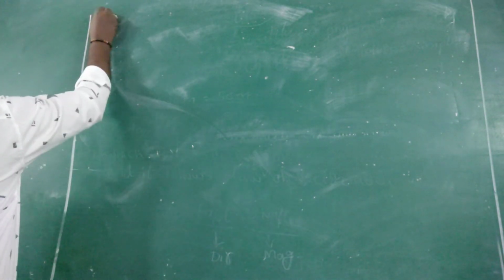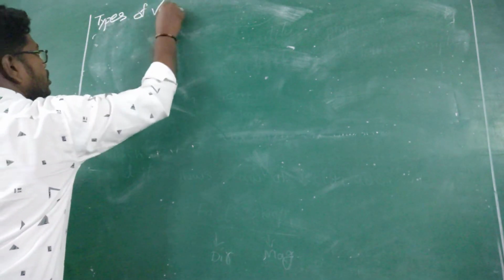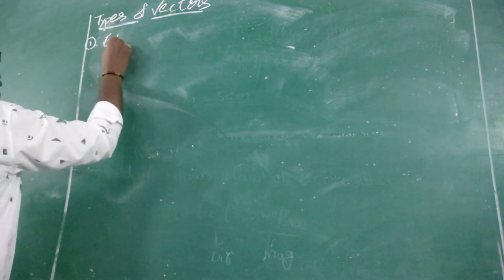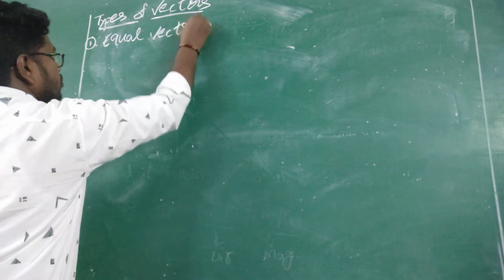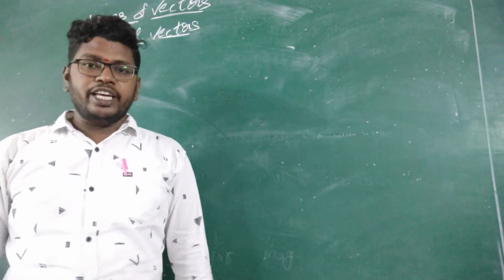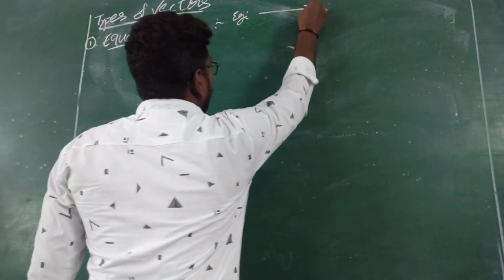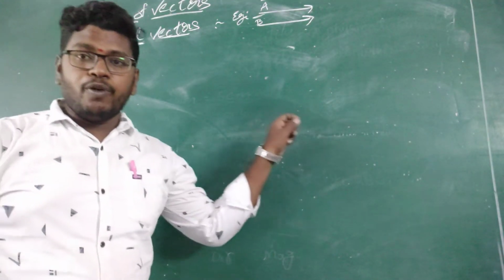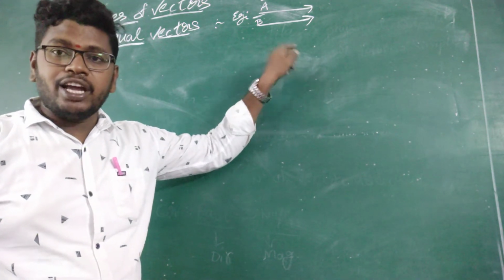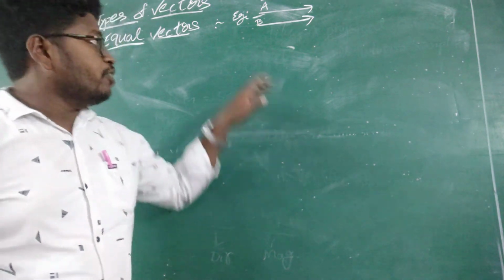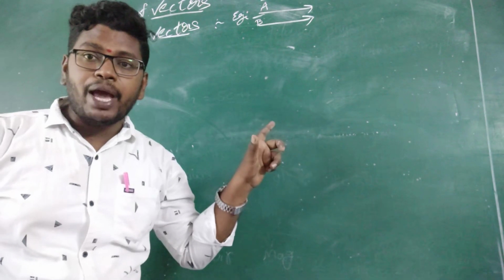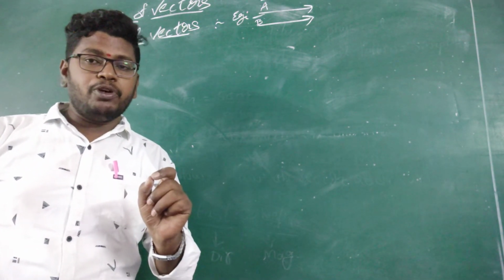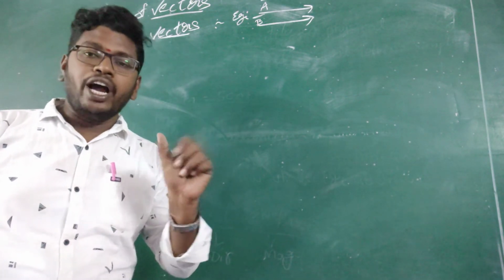We have different types of vectors. Let me discuss them now. The first one is equal vectors. If you take two vectors, A bar and B bar, which have the same direction and the same magnitude, we call them equal vectors. See here, these two vectors have the same magnitude and both are moving in the same direction. In equal vectors you should keep in mind that both vectors have equal magnitude and the same direction.